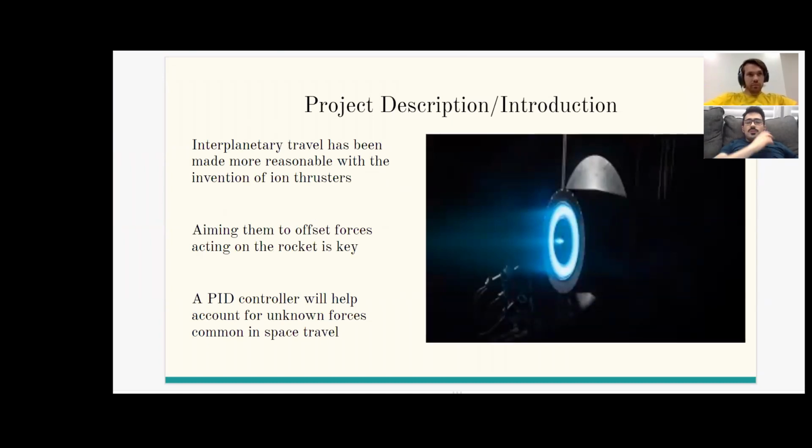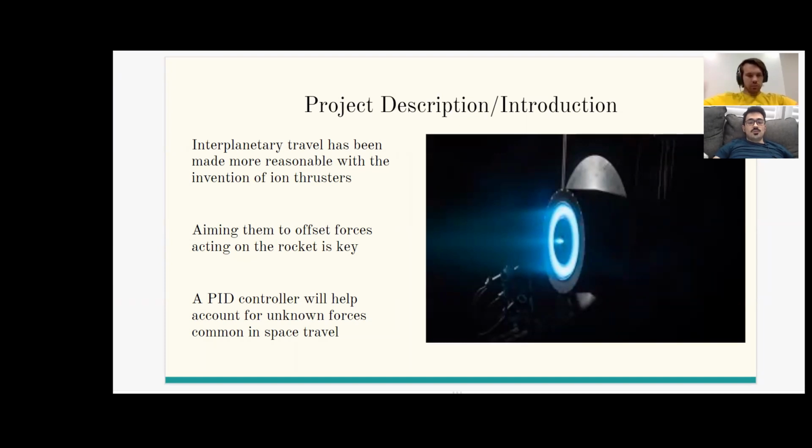One of the innovations that made interplanetary travel more reasonable was the invention of the ion thruster. The ion thruster uses electricity to send small amounts of mass to create thrust using very little fuel, and that electricity is generated using nuclear reactors or solar panels, so it can last a very long time for long trips of sustained flight.